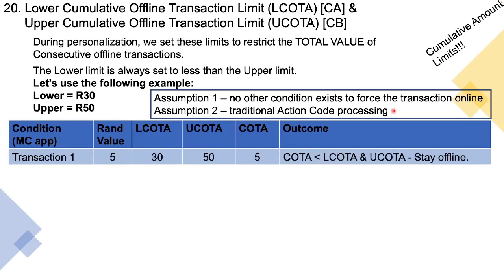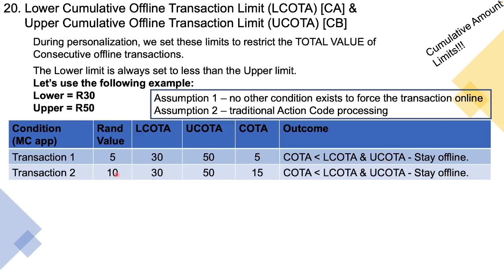Okay, let's get straight into it. Transaction 1 has a Rand value of 5. We know that 30 Rand is the lower value, 50 Rand is the upper value, and if you look at our counter, it was 0, and on this transaction it went up to 5. We're saying 5 is less than 30, 5 is less than 50, so it's less than both LCOTA and UCOTA, so cool, we stay offline.